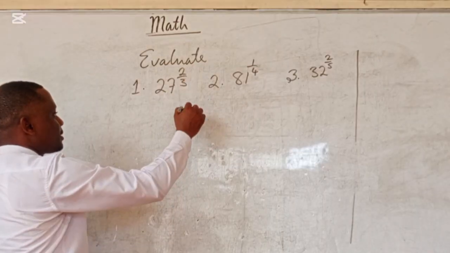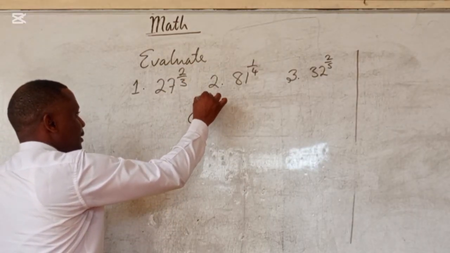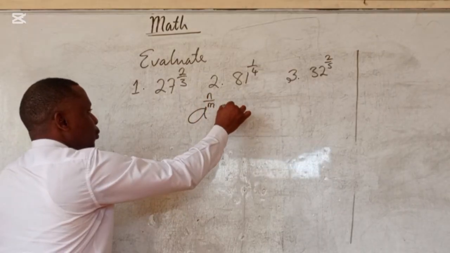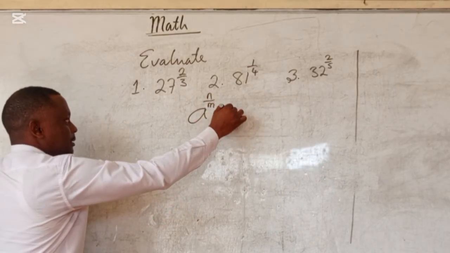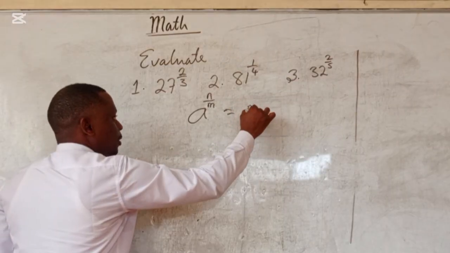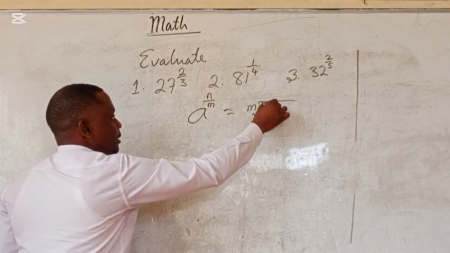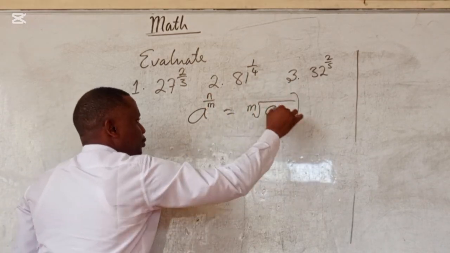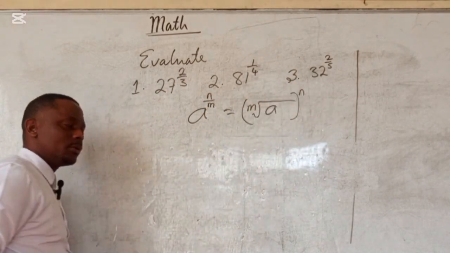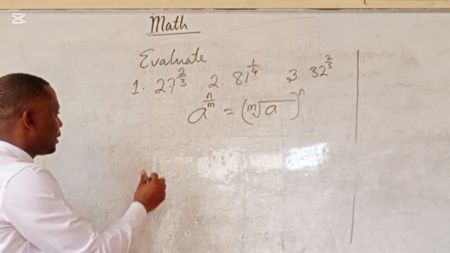indices. The general law says that if you have a number and the index is actually a fraction, let's say n over m, what should you do? The law says you should make the denominator become the root of everything, so it becomes m root a, and then make the numerator become your index. This is what we need to solve all these problems. Come closer and let's get it done.